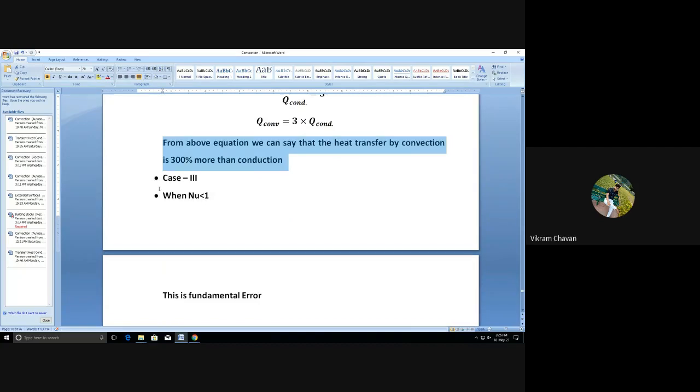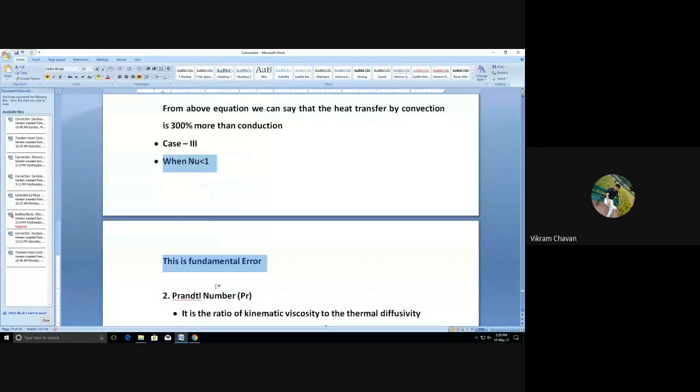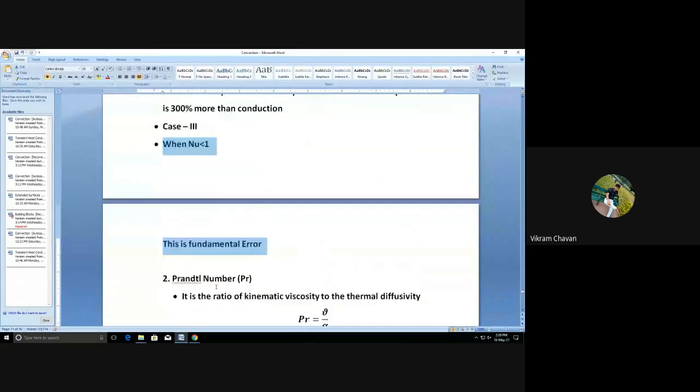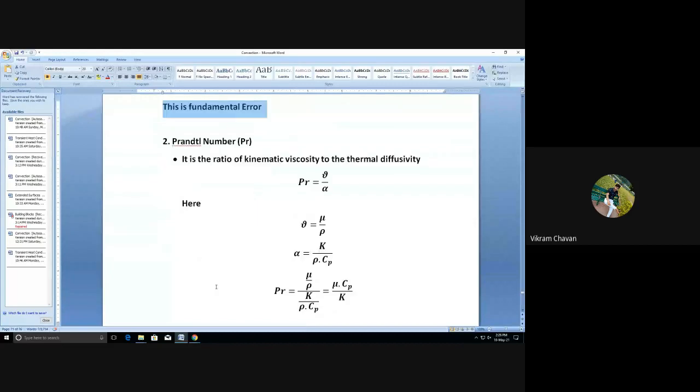Now case number 3 is when Nusselt number is less than 1. It will never happen in any example that Nusselt number is less than 1. But if you get Nusselt number less than 1, then that will be a fundamental error. You have to check your condition once again and modify it. I hope everyone understood the significance of Nusselt number.